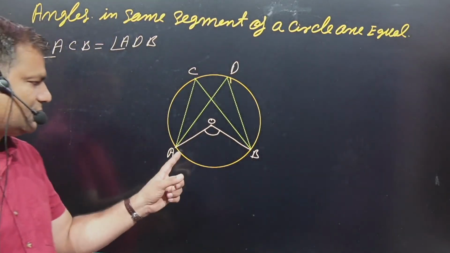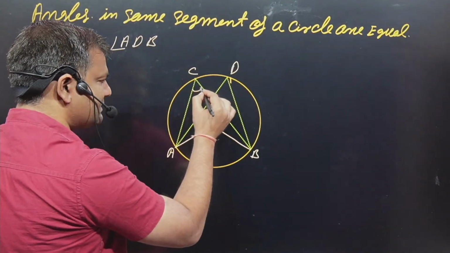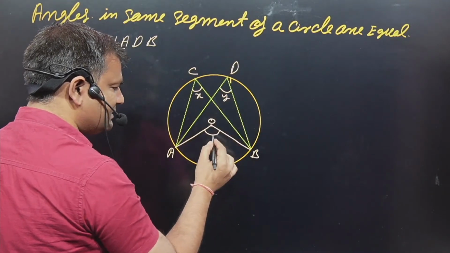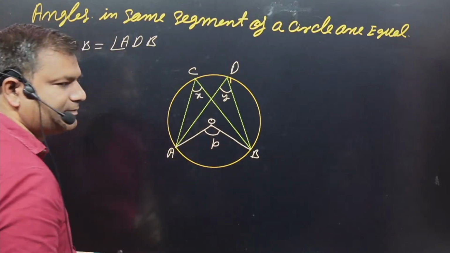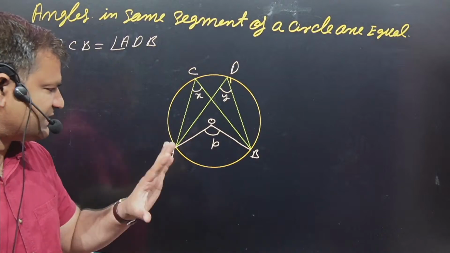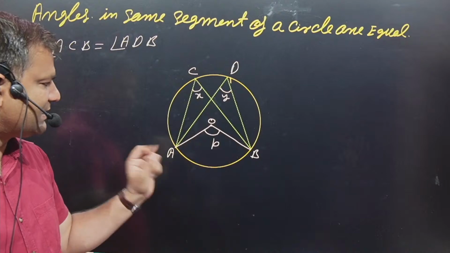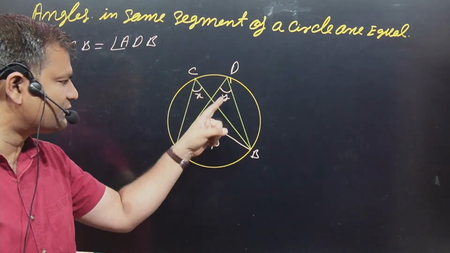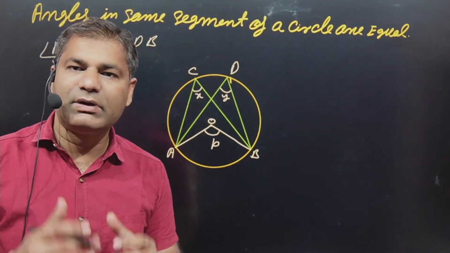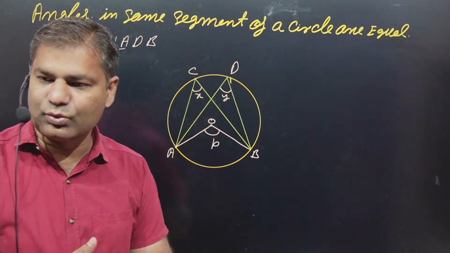Clear? That is AOB. Or you can say this angle is X, this angle is Y, and this angle is, suppose, P. For simplicity, we assume angle ACB is X, ADB is Y, and AOB is P. Our target: how can we prove that this angle and that angle are equal? Clear or not?